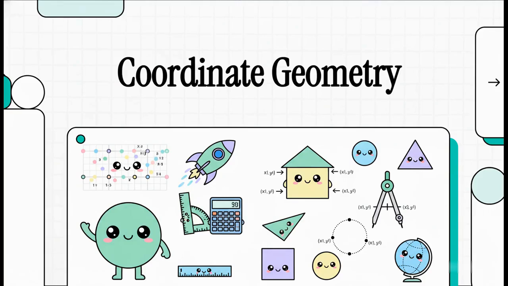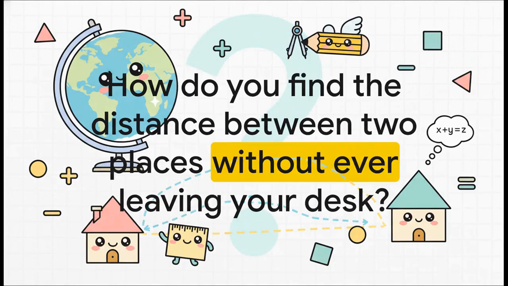Welcome to the Explainer. Today, we are diving into a piece of math that is seriously everywhere, from the graphics in your favorite video games to the GPS in your car. We're talking about coordinate geometry, which is this really incredible idea of turning shapes and spaces into actual numbers you can crunch. So let's kick things off with a little puzzle.